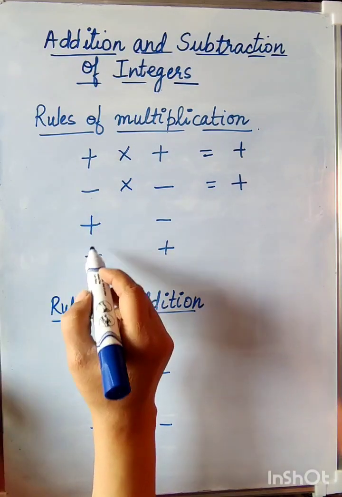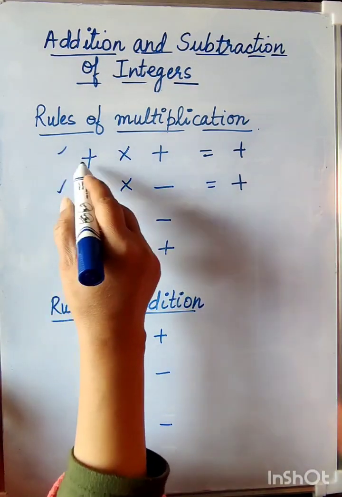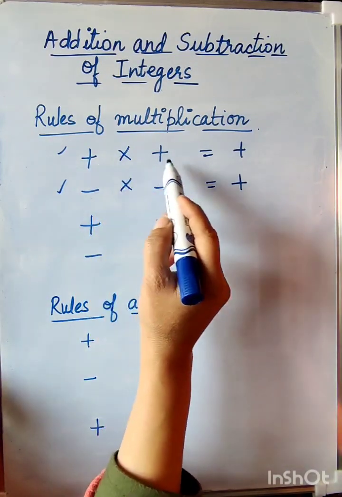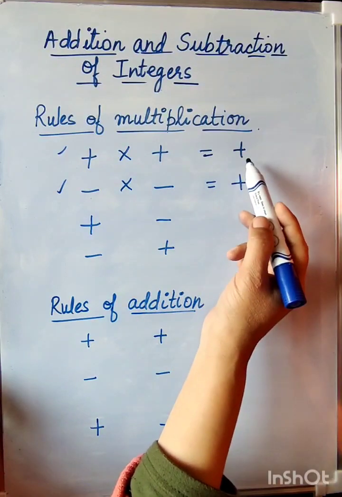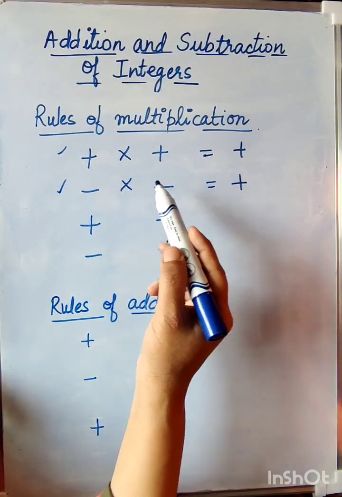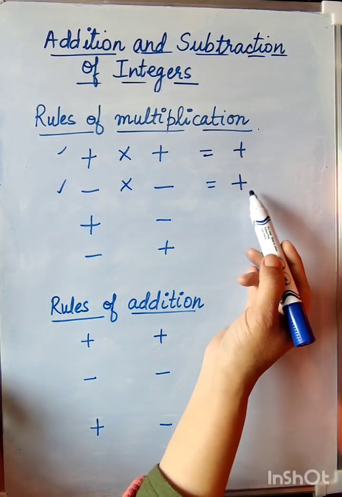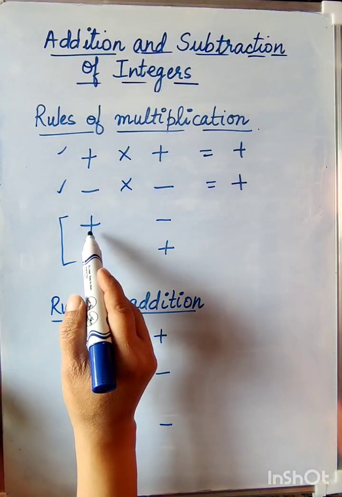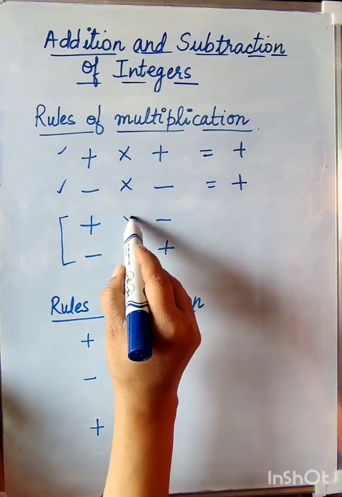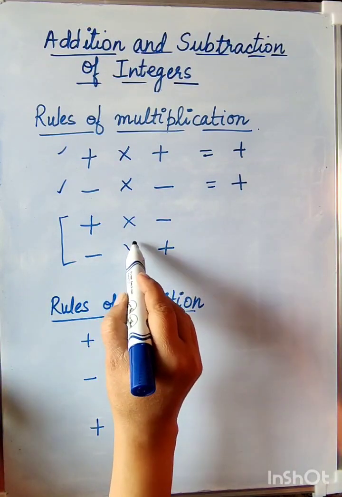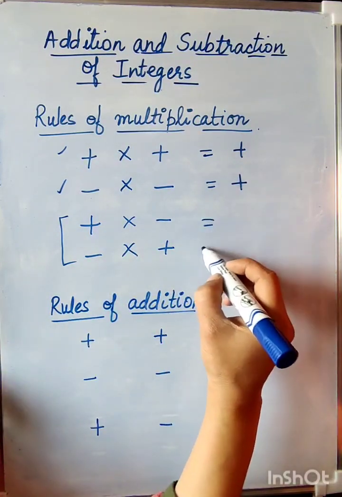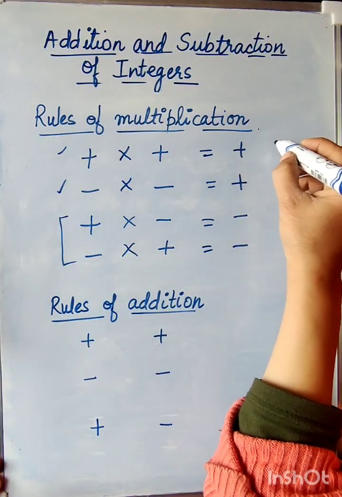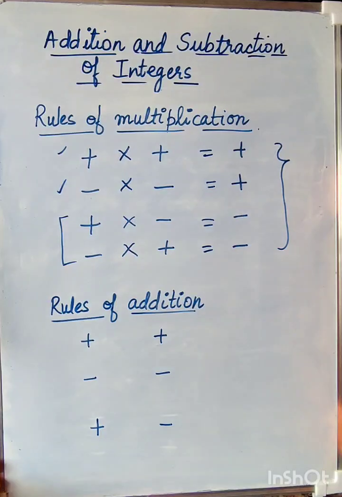Now when the signs are different, so here you can see that the signs are same. We are multiplying positive integer with a positive integer, we are getting a positive integer. Negative integers multiplied by negative integers will give you again a positive integer. But when the signs are different, that means a positive integer multiplied by a negative integer or a negative integer multiplied by a positive integer, it will result in a negative integer. So this you have to remember. This is the rule of multiplication.